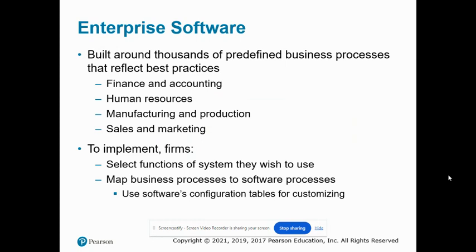Here, we look at the functions in an enterprise software package and how it would be implemented by a firm. Could you describe why it is typically best to perform only minimal changes to enterprise software and instead change the way the firm works in order to conform to the software's business process?